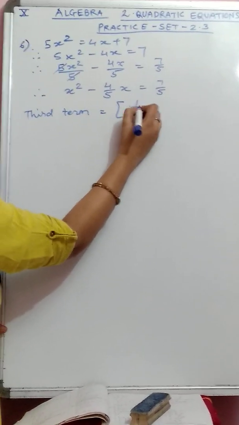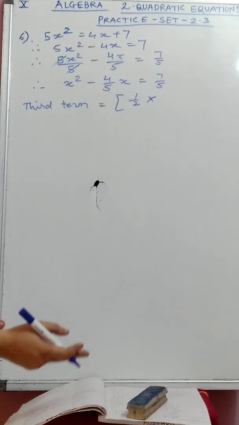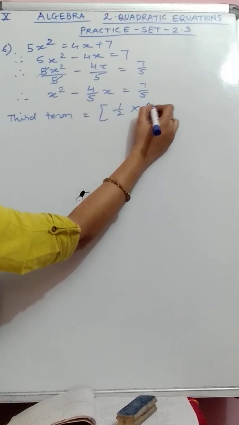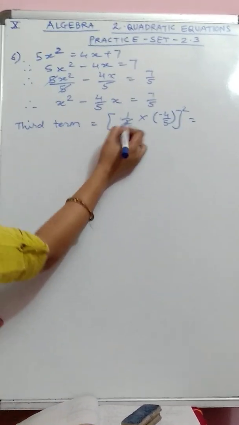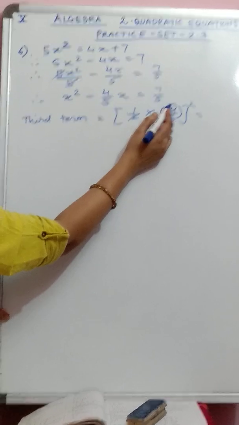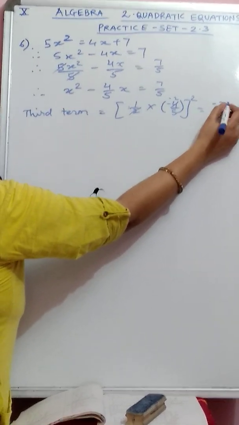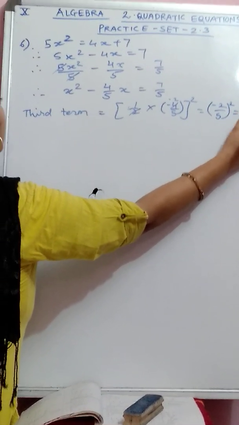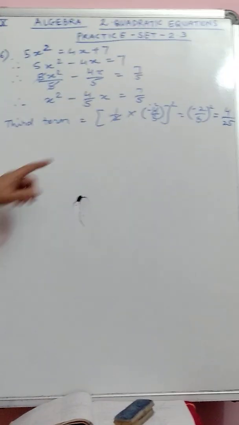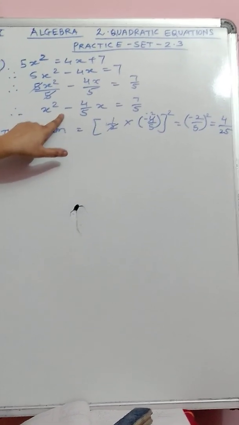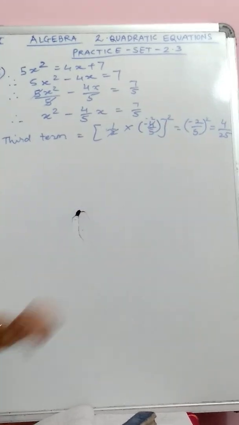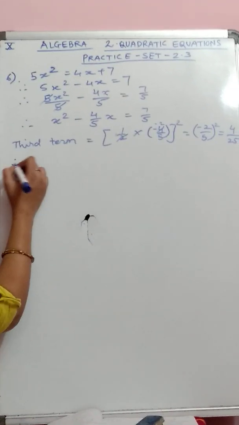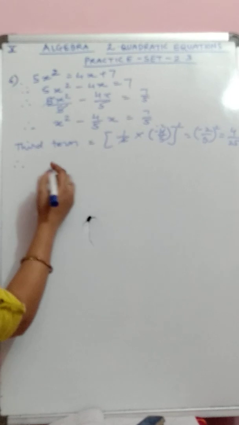Third term is what? 1 upon 2 into the coefficient of x, that is minus 4 upon 5, and it is whole square. So you can cut it out as minus 2. So minus 2 upon 5 whole square. It is 4 upon 25. You know how I got it? 1 upon 2, then the coefficient of x, that is minus 4 upon 5. 2 is 4, so it is minus 2 upon 5 whole square, 4 upon 25. So the third term. Now I am going to add 4 upon 25 both the sides.